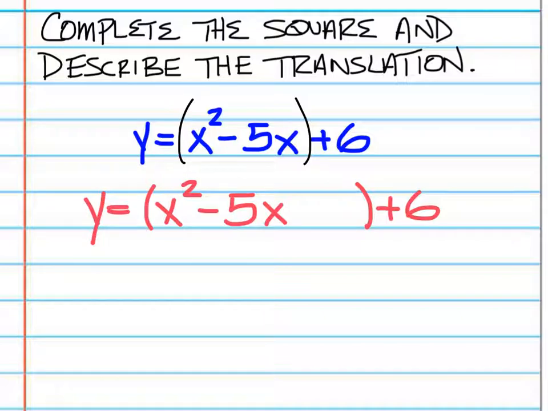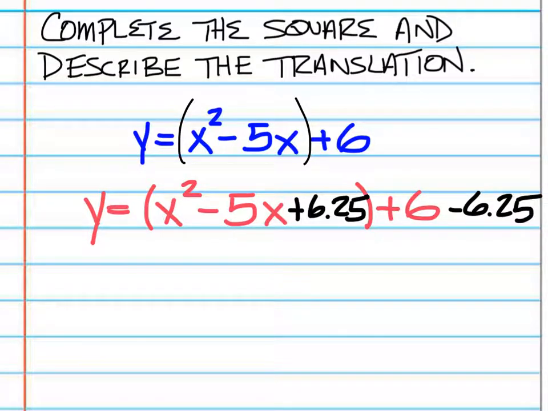Half of the middle term, 2.5. If you want to do decimals, you can do decimals. Half of 5 is 2.5, and if I square 2.5, I get 6.25. If I add 6.25 on the inside, I have to do what on the outside? Subtract 6.25.